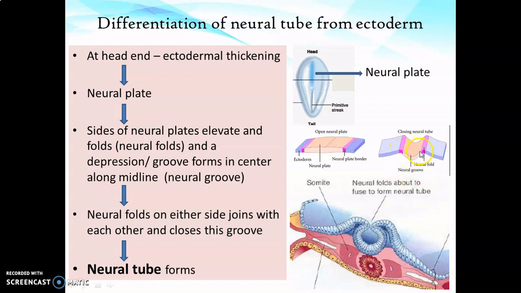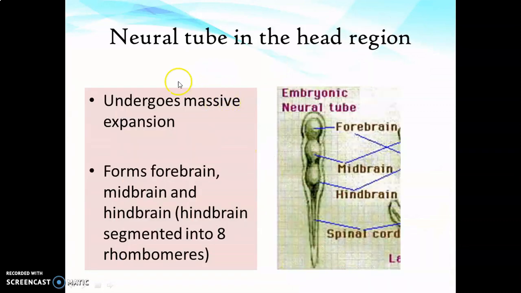And later, the sides of this neural fold come and fuse with each other, forming a tube that is known as neural tube. So thus neural tube is formed, which is the primitive nervous structure from which the brain and spinal cord develop. In the head region, the neural tube undergoes massive expansion and forms forebrain, midbrain and hindbrain. The hindbrain is again divided into 8 segmented blocks known as rhombomeres.